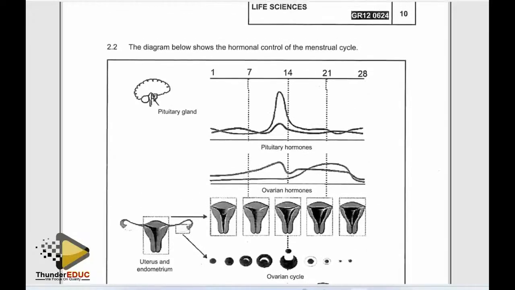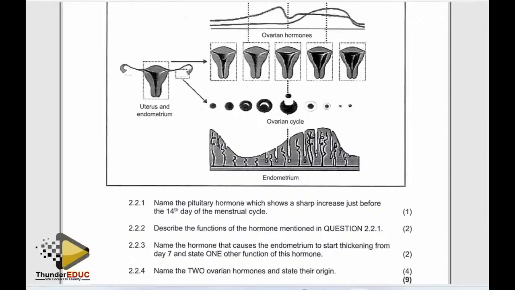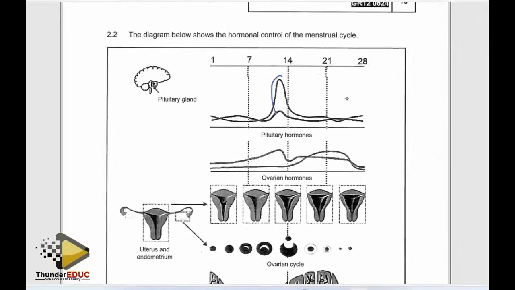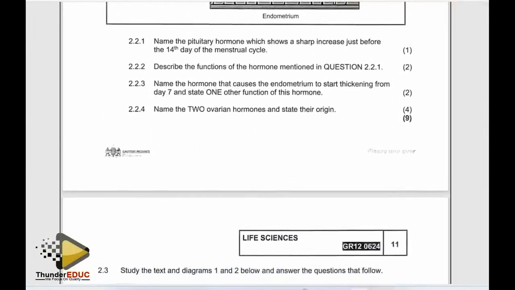All right. 1 to 7. Name the pituitary gland hormone which showed a sharp increase just before day 14. That is LH, luteinizing hormone. That's luteinizing hormone.